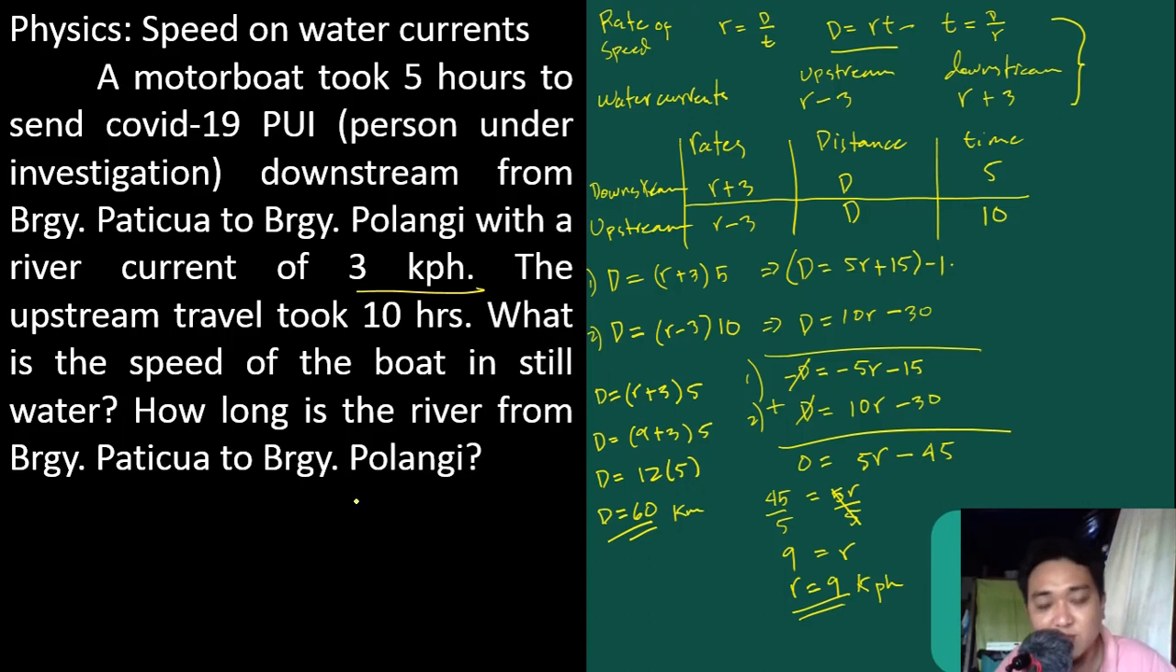So we have, the distance is 60 kilometers, and the length of the river from Barangay Patikwa to Barangay Pulangi, the distance traveled, is 60 kilometers, and the rate of the boat, or the speed of the boat in still water, is 9 kilometers per hour.